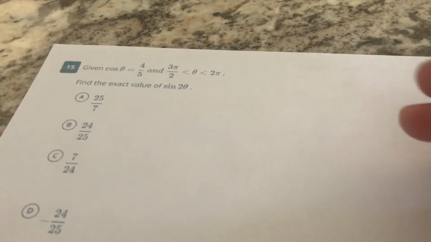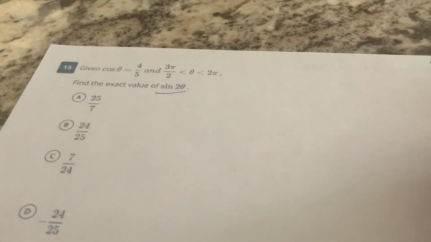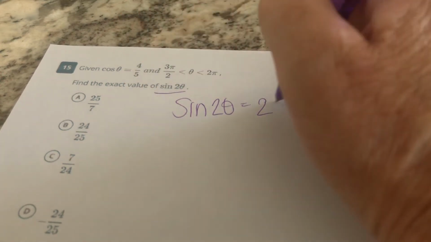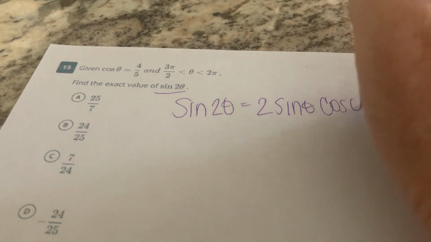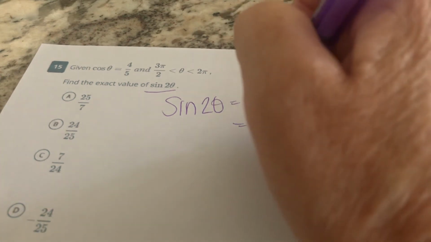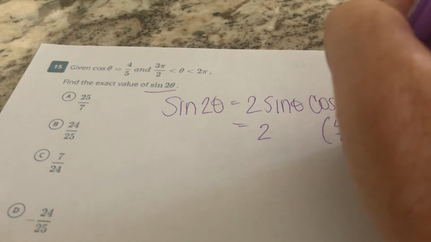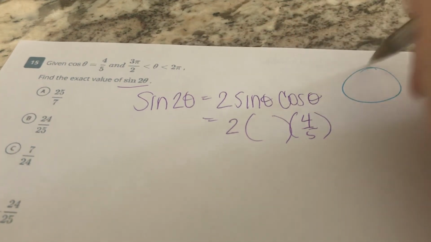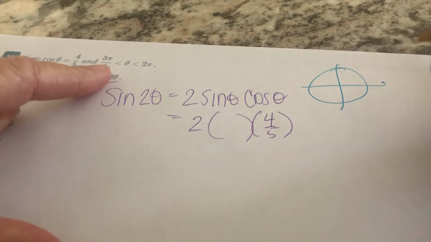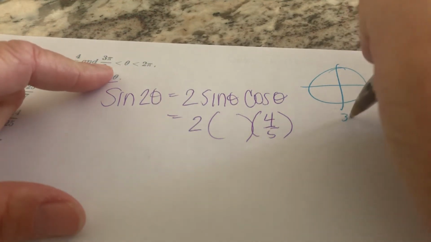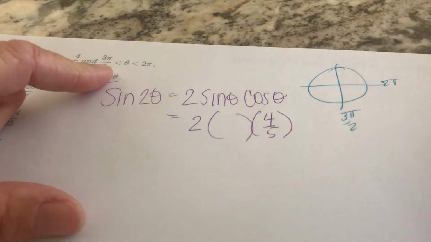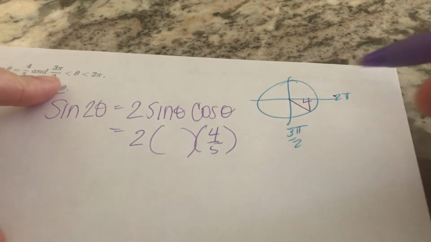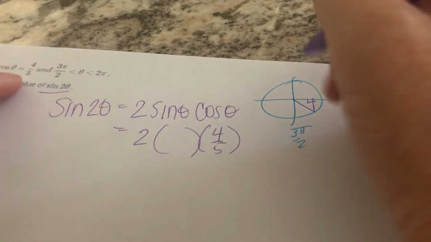All right, number 15. They want us to find the exact value of sine of 2 theta, so we need to remember there's a formula for that. It's 2 sine theta cosine theta. They give us cosine is 4/5, but what we need is the sine there. So we're going to set up a reference triangle. It says between 3 pi over 2 and 2 pi. So that means we are in the fourth quadrant down here.